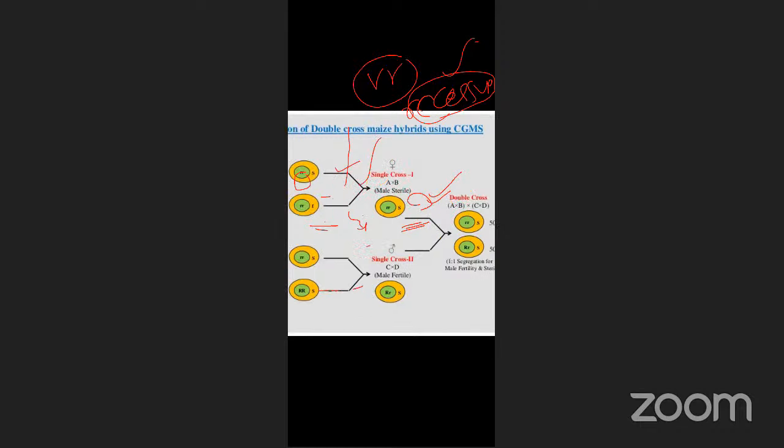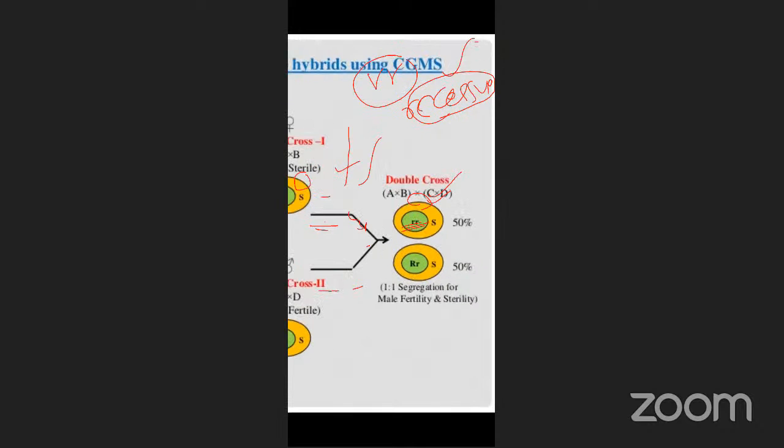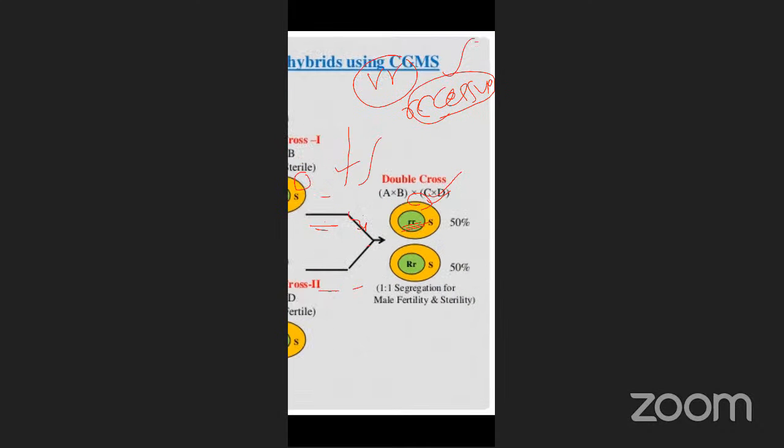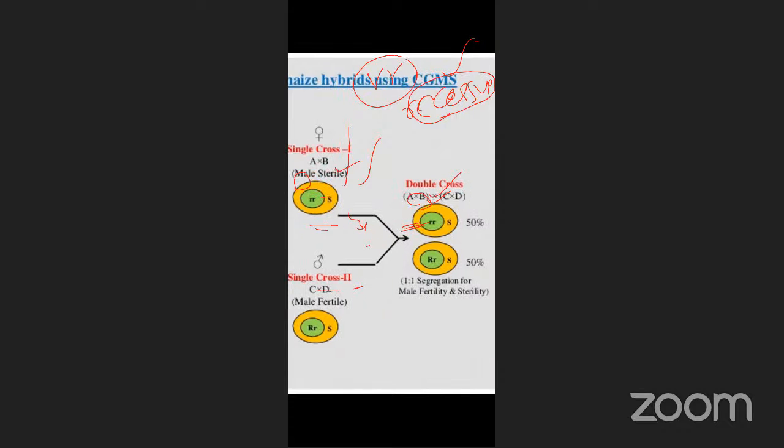Right? Now in the double cross, here we can see the double cross. Double cross means crossing between cross 1 and cross 2, that is, cross 1 male sterile, male fertile, and cross 2 male sterile, male fertile. In this situation, we can observe the first one, smallest, 50%. That means, just wait, I will clearly explain.